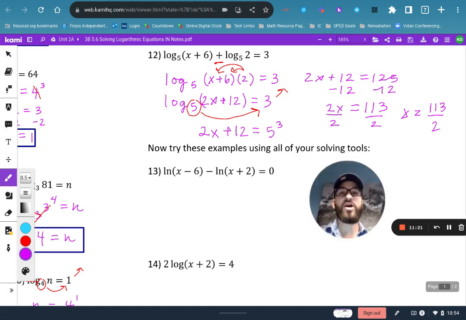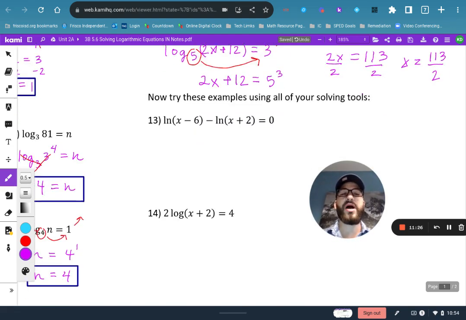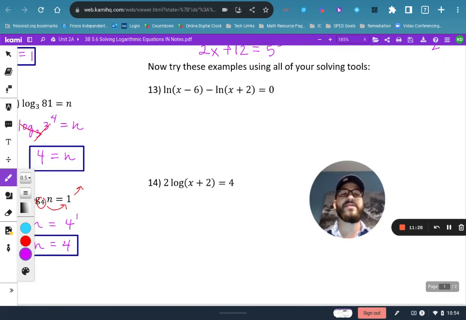So 12 is really a culmination of a lot of the different skills we've practiced over the last couple of days. So I want you to go ahead and try 13 and 14 using all these different tools.